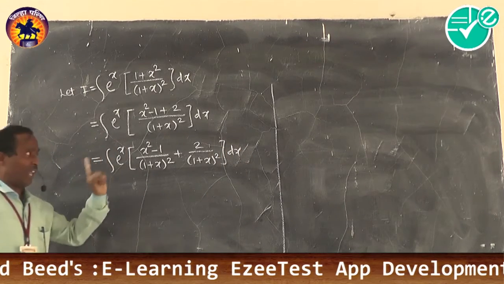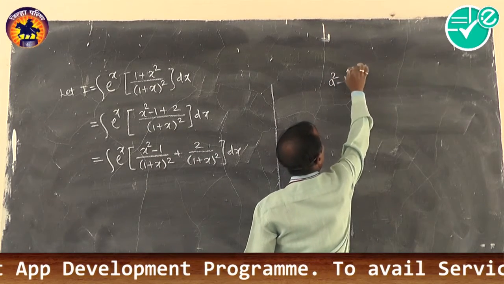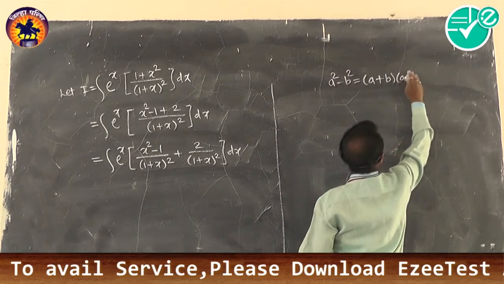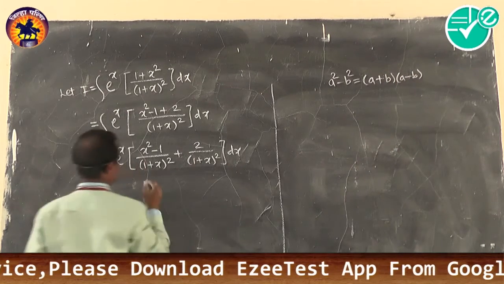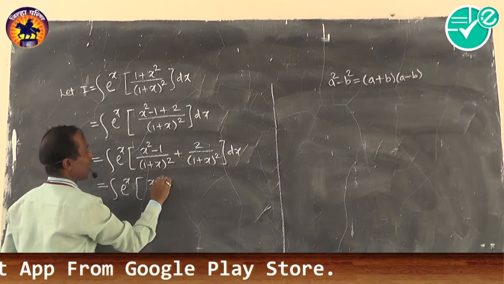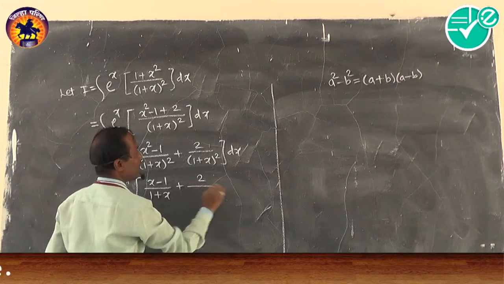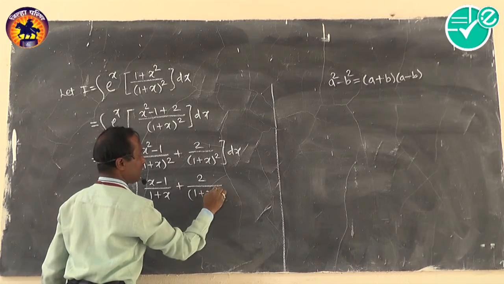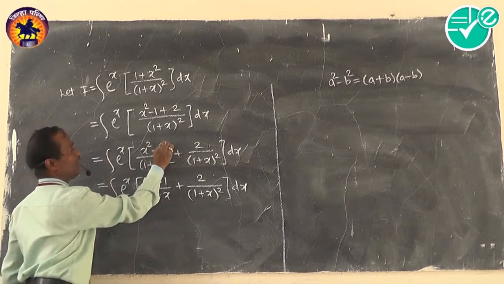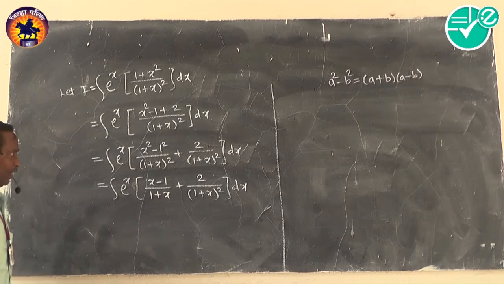Now x square minus 1 can be written by using the formula a square minus b square. Factor of a square minus b square is a plus b into a minus b. Applying this formula here, we get integral of e to the power x into [x minus 1 upon 1 plus x plus 2 upon (1 plus x) bracket square] into dx. Factors of x square minus 1, 1 means 1 square, can be written as x minus 1 into x plus 1. The x plus 1 factor will get cancelled.